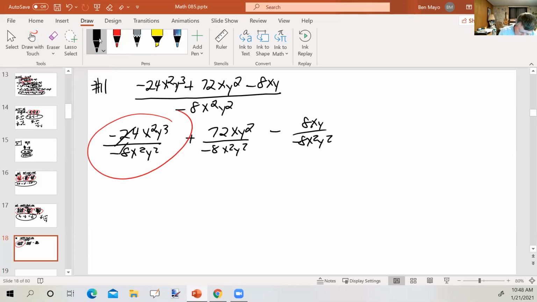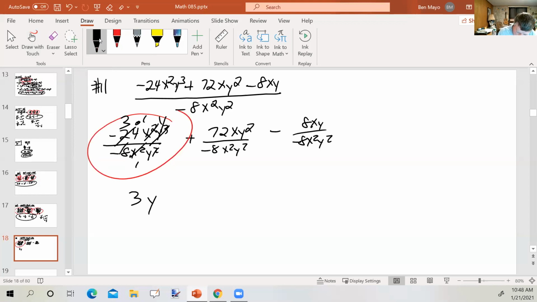Negative 24 over negative 8 reduces down to a positive 3. X squared over x squared is just 1, and y cubed over y squared is just y. So we get 3y as our first term. Okay.